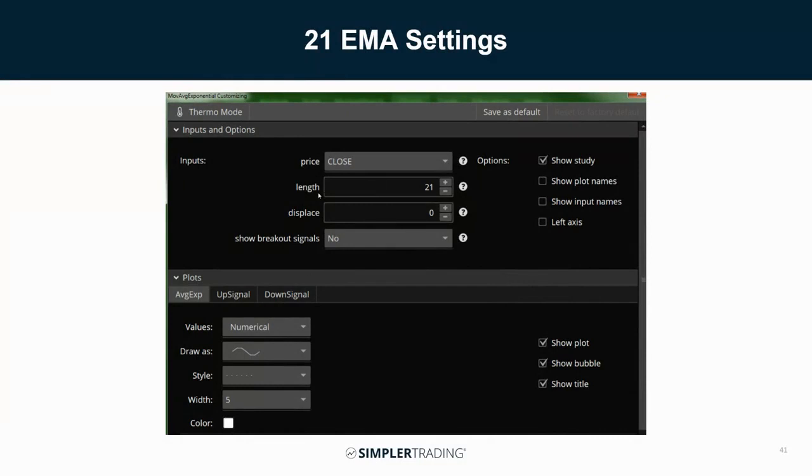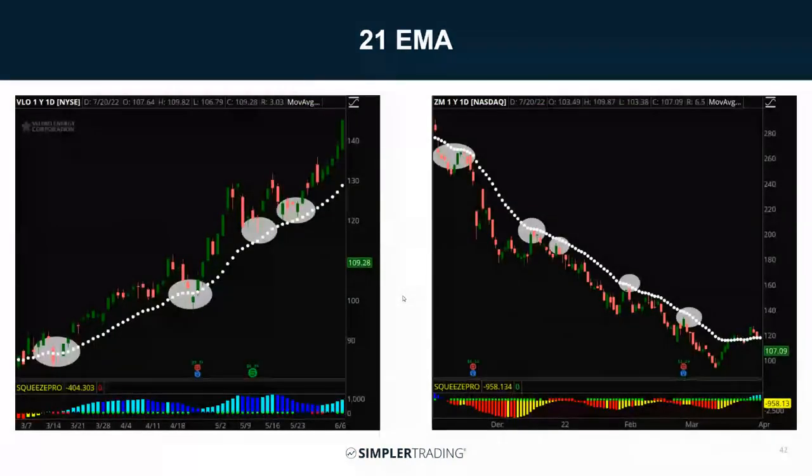Pretty straightforward. Find yourself an EMA, length of 21, and always personal preference how you want to spruce it up as far as the colors go. But the EMA is home base.